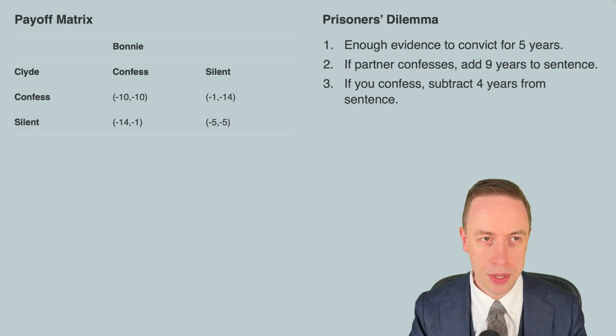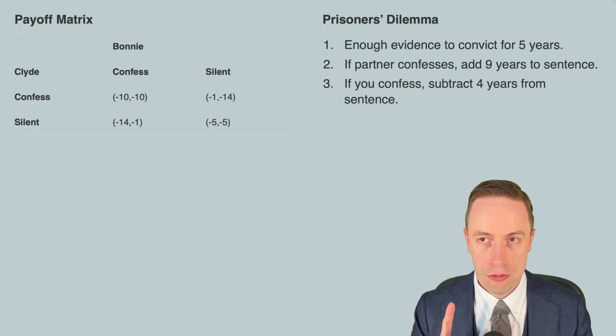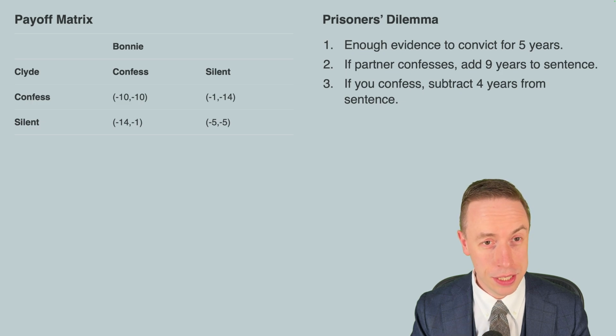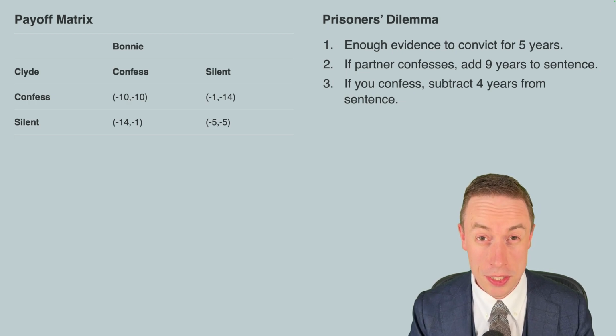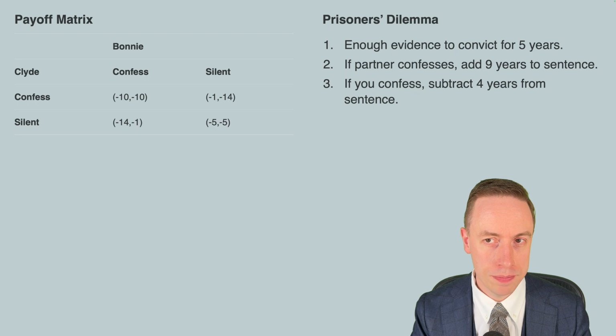There's enough evidence here, even if Bonnie and Clyde say nothing, they're going to go to prison for 5 years. But a confession would go a long way. If your partner confesses that the two of you committed this crime, it's going to add 9 years to that sentence. However, if you confess, this is what the very nice investigator tells you, we will give you immunity from your own confession and subtract 4 years from your sentence for good cooperation.